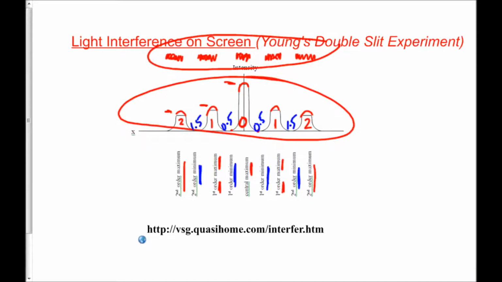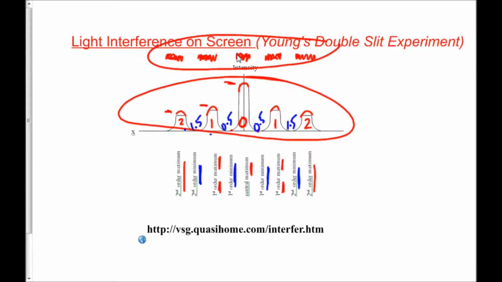So my first order maximum will be 1. My second order maximum is going to be 2. My first order minimum is going to be 0.5. My second order minimum is going to be 1.5. In other words, my minimums are going to be whatever the number is minus 0.5. My third order minimum would be 2.5. My 16th order minimum would be 15.5. My 17th order maximum would be 17. Does that make sense? So my maximum is the number. My minimum is, we're going to subtract 0.5 from it.